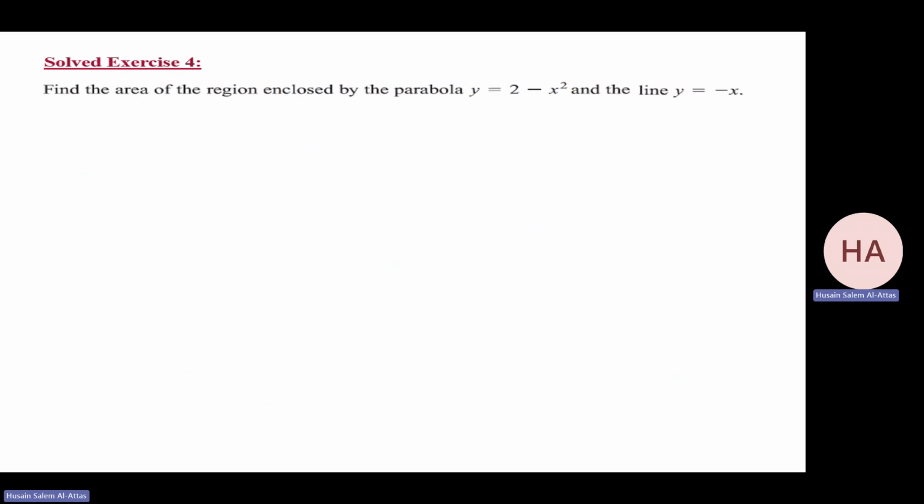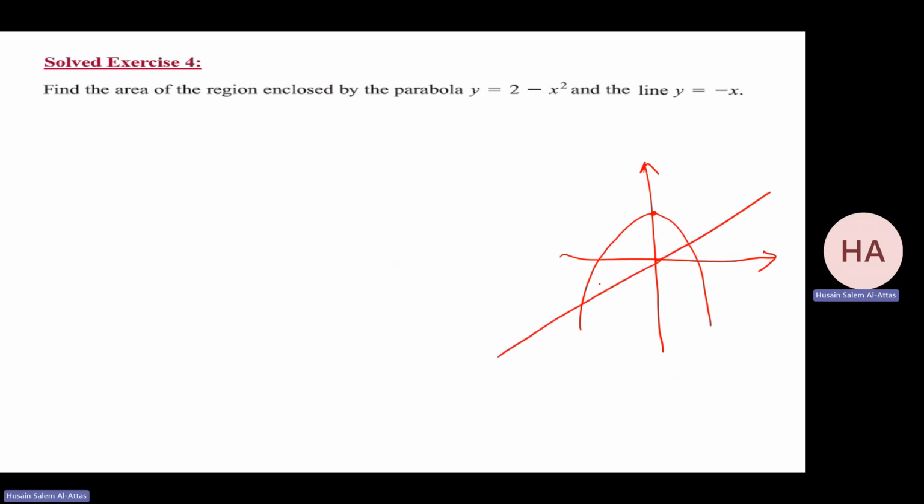Find the area of the region enclosed by the parabola and the line. So I need to graph the function to see the area. y equals 2 minus x squared. This is 2. This is the function. And they have the line y equals minus x. Sorry, y equals minus x, not y equals x. It's the other way.